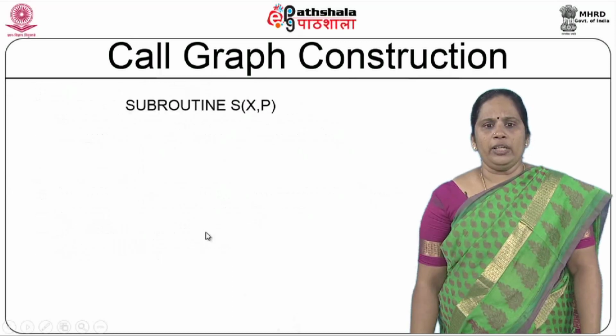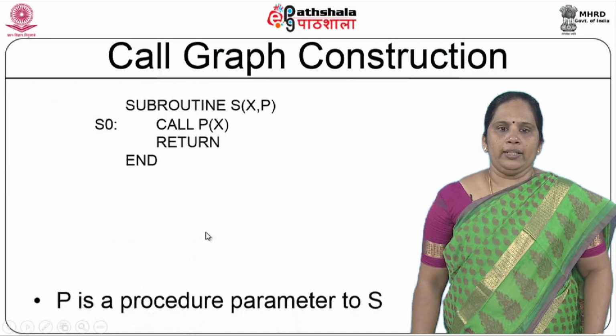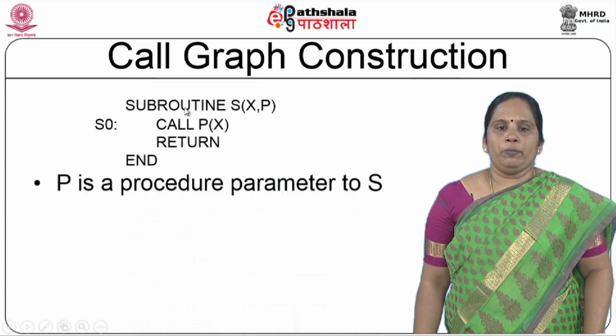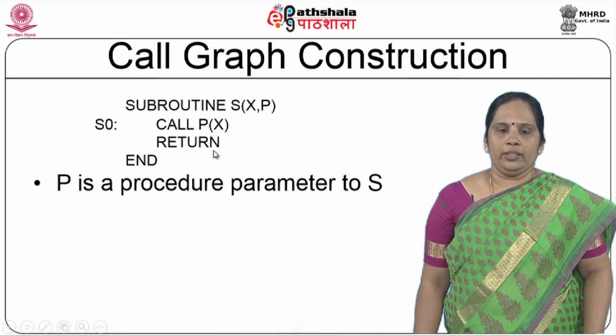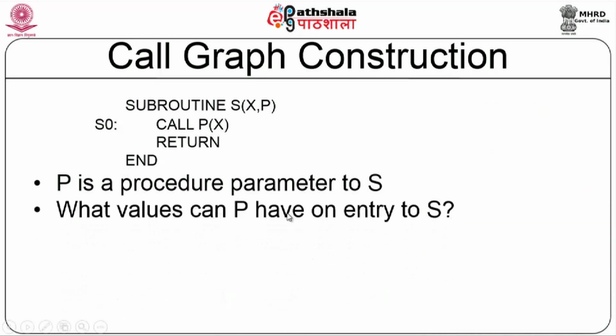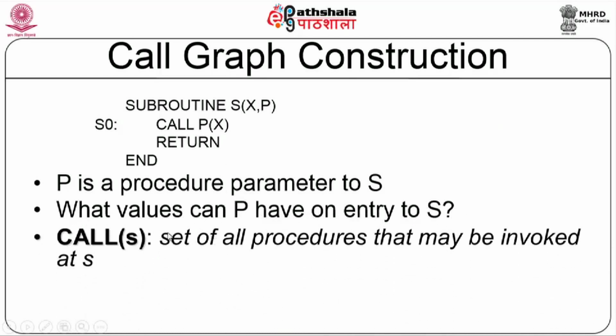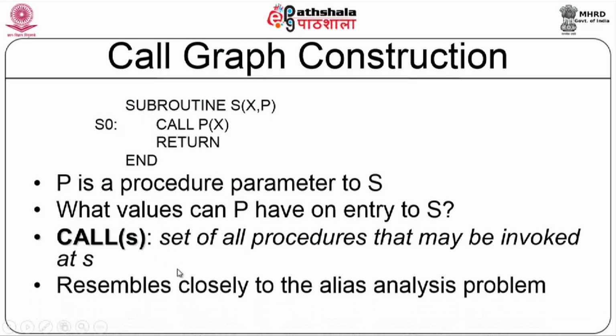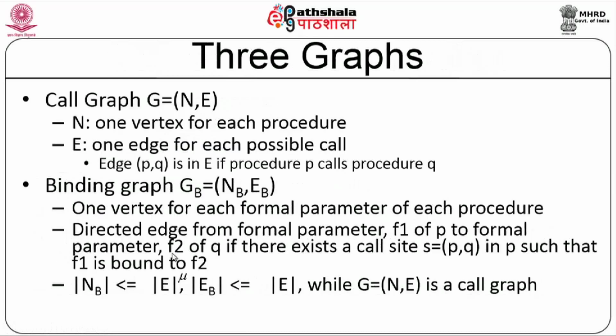For example, look at this piece of code: subroutine S x, p, call p, x, return. So p is a procedure parameter to S, and what values p can have on entry to S is going to be a big question. The set of all procedures that may be invoked at S is what we call call of S. So we should look at the values of p that are possible at entering this particular subroutine S. It resembles the alias analysis problem closely. So you have to be careful in understanding the value that gets passed to a particular procedure.